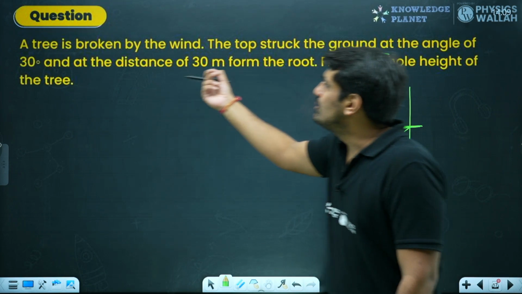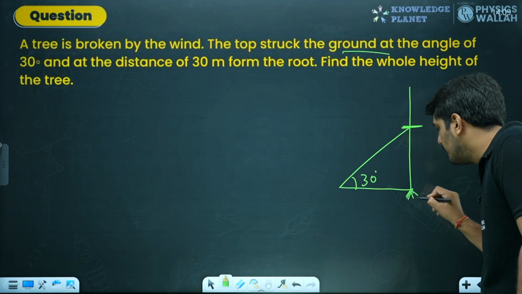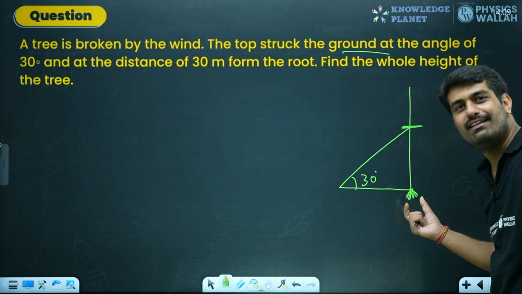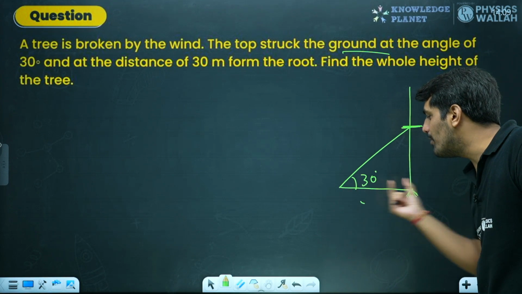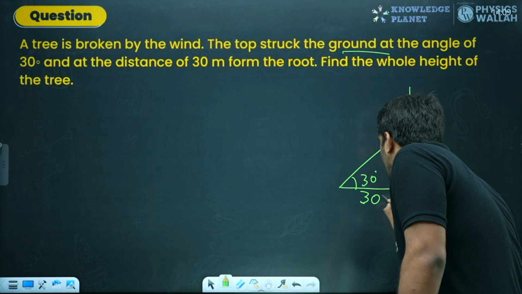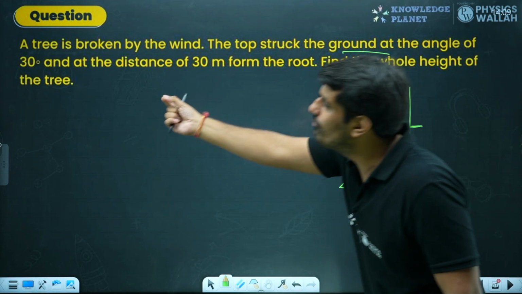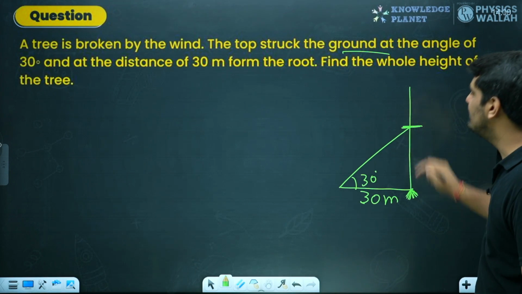And at a distance of 30 meters from the roots. So this would have been the roots. This is the root, so the distance from the root is given to me as 30 meters. So this is 30 meters for me. What have I been asked? Find the whole height of the tree. So this complete length they are asking.